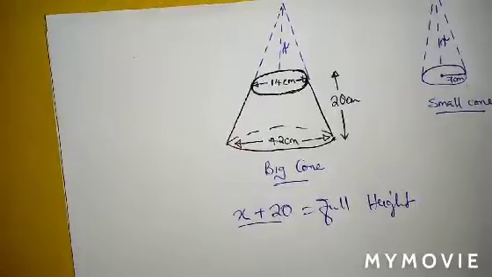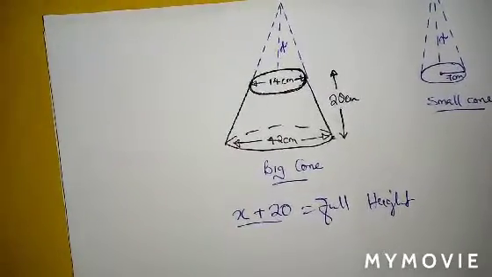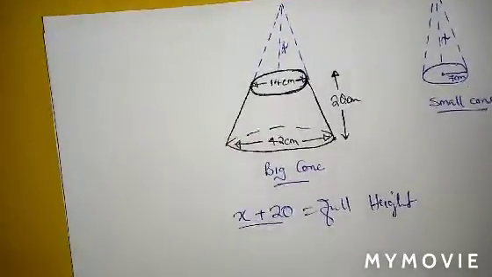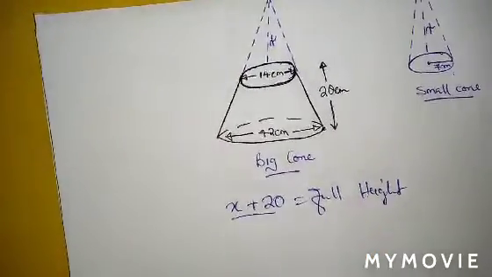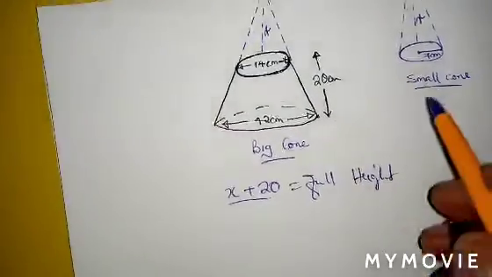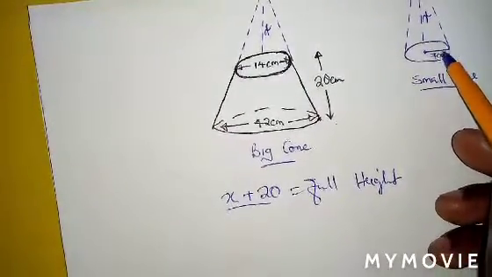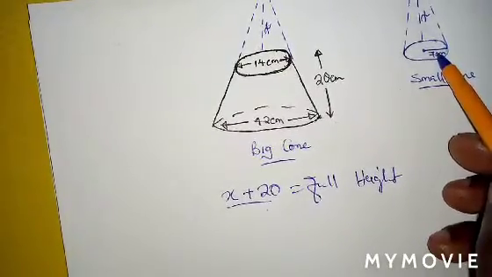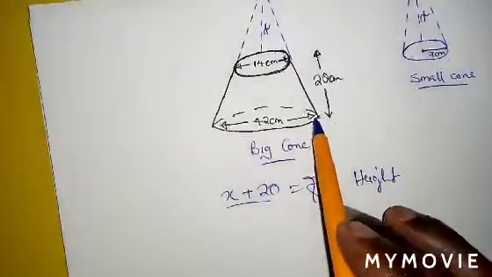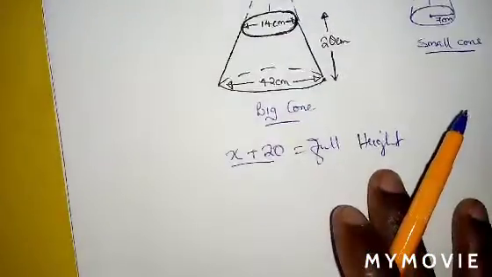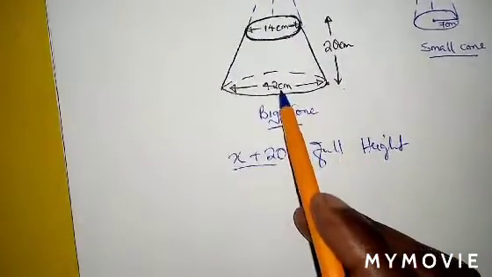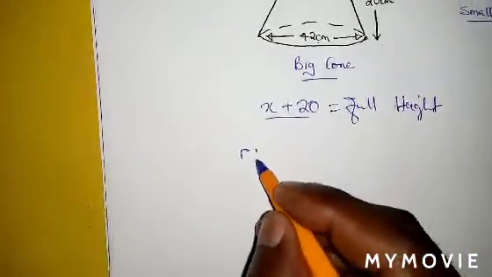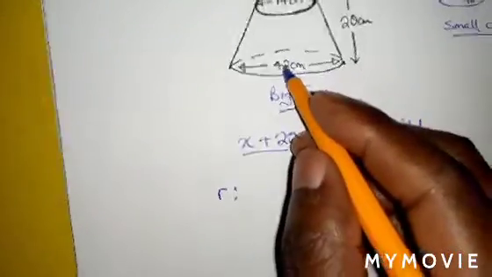How do we do that? We use a concept from similarity and congruency. It's a grade 10 topic that we did. So we're going to do a comparison. The circle here from the small cone has a radius of 7 centimeters. This will be compared to the ratio of the radius of the big cone. So the radius of the small cone to the radius of the big cone.